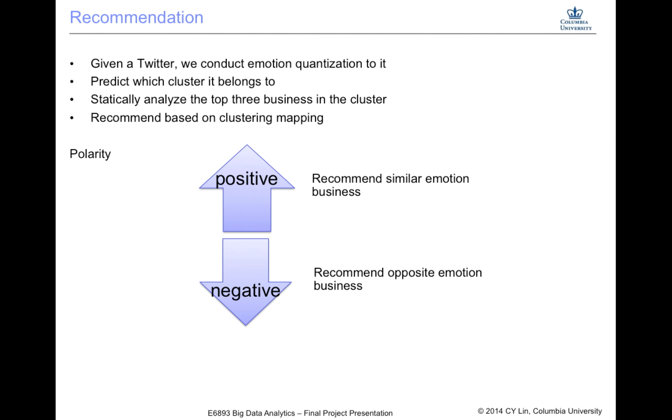First, I want to introduce the clustering mapping in polarity. That is, when the sentiments are separated into positive ones and negative ones, we provide recommendations to positive users based on similar emotion businesses. As for those users who have negative feelings, we recommend opposite emotion businesses to them, because we want to help them get out of those negative feelings. We hope that after they visit those restaurants or parks, they will feel much better than before.